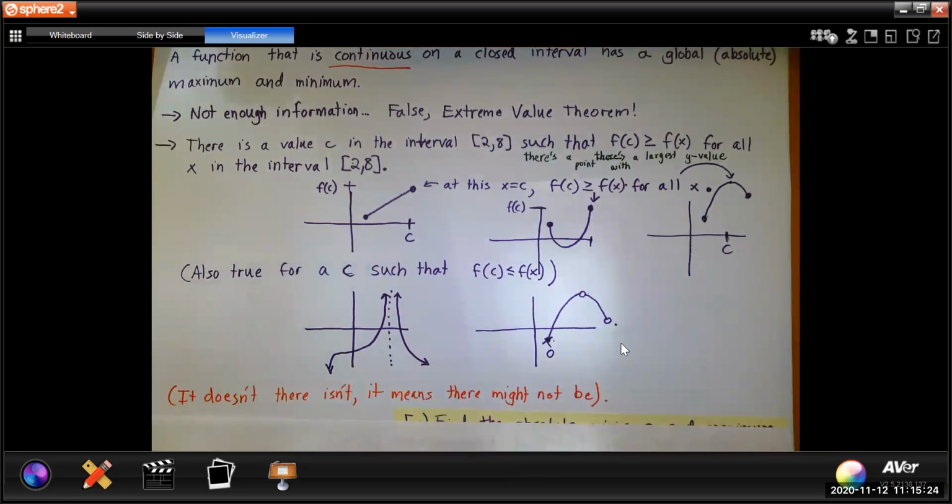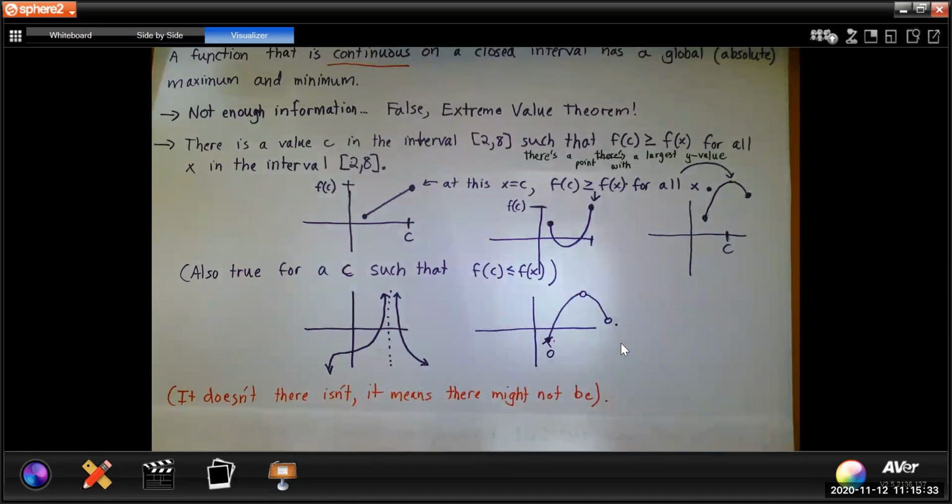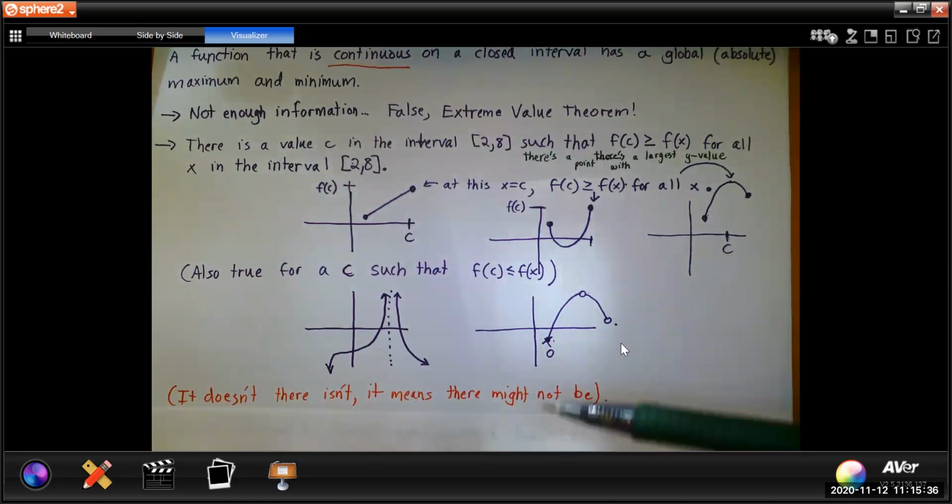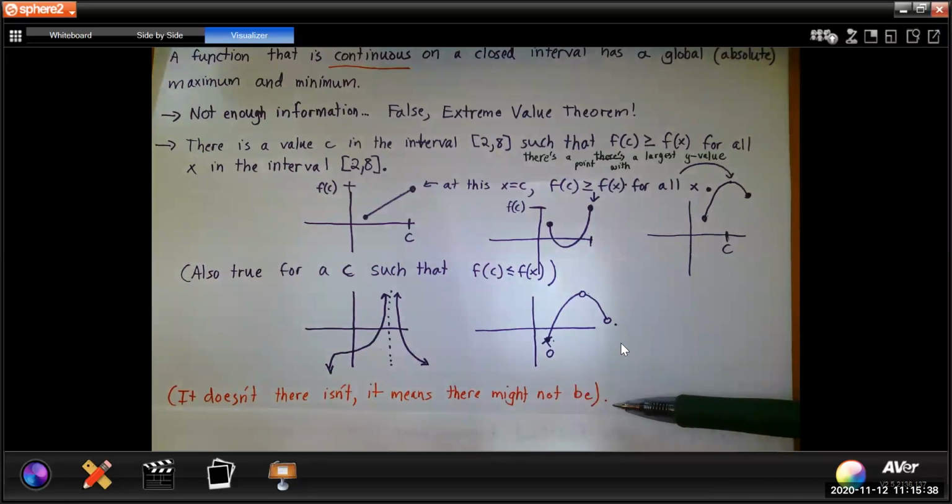Now, a final quick note on the extreme value theorem before we start applying this a little bit. This is just like the other three theorems. If the function isn't continuous, that doesn't mean there are no absolute maximum or absolute minimum. Just like for the mean value theorem, that doesn't mean there are no points where the instantaneous rate of change equals the average rate of change. It just means there may not be.